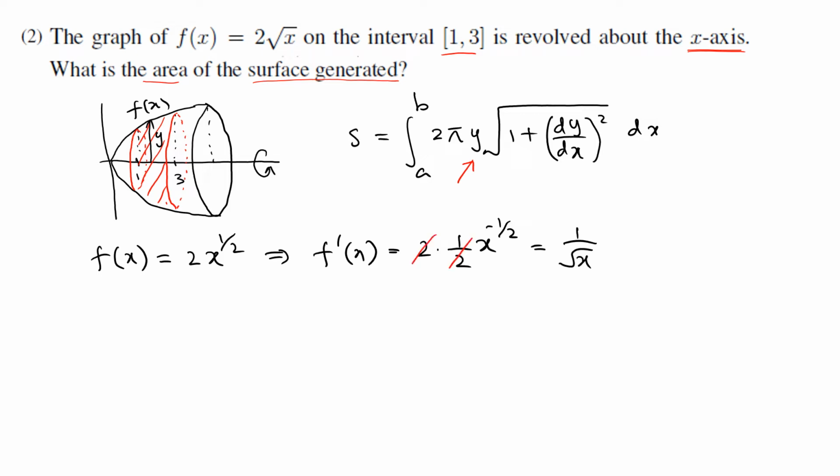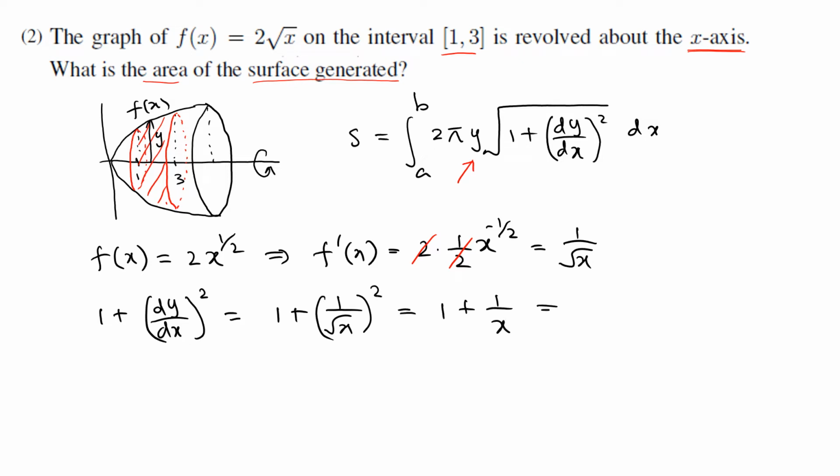These two we cancel. So now what we can do is calculate the term under the square root. So it's 1 plus (dy/dx) squared, which is 1 plus 1 over square root x, squared. So you can see that this is 1 plus 1 over x. You can skip most of these steps. You don't really need them. I'm just showing all the steps.